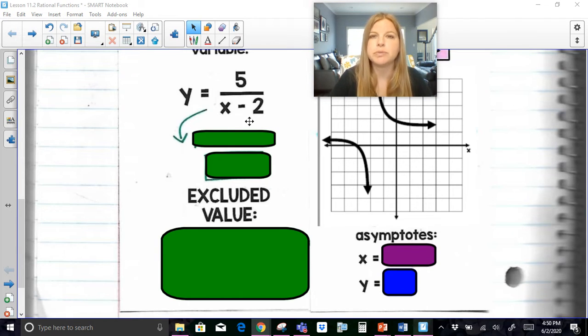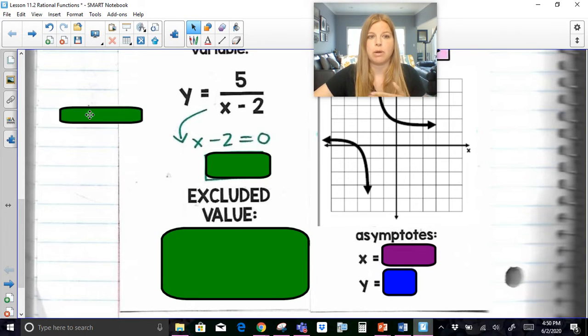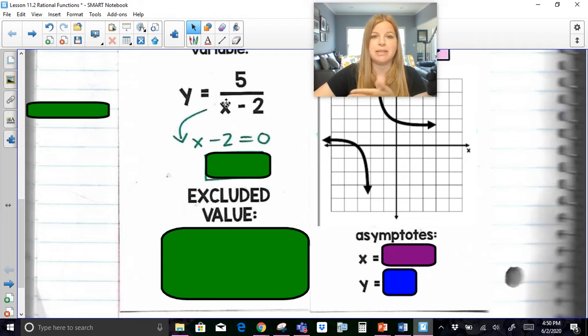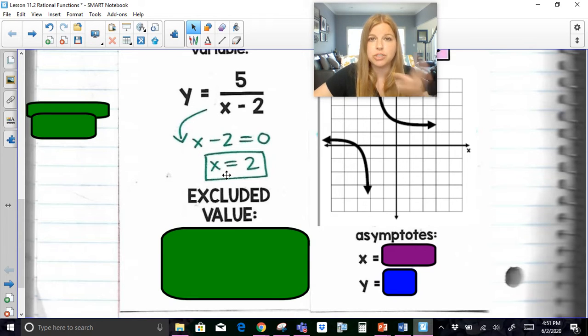So notice we really care about the denominator. We don't care at all about the numerator. The numerator can basically be whatever it wants. But in order to figure out what x can't be, I want to set the denominator equal to 0. What x value would make that become 0? Well, solving this, if I add 2 on both sides, we're going to see that it's 2. 2 is the excluded value.